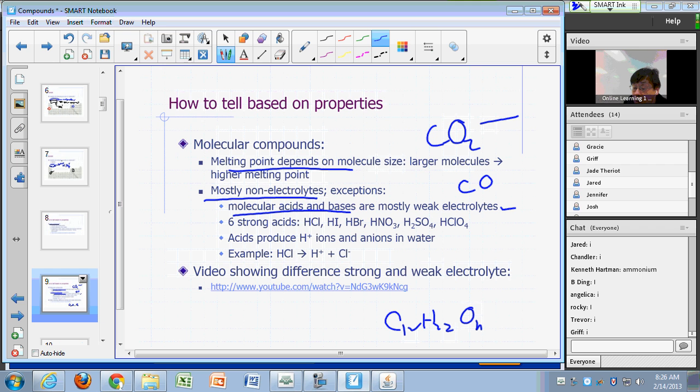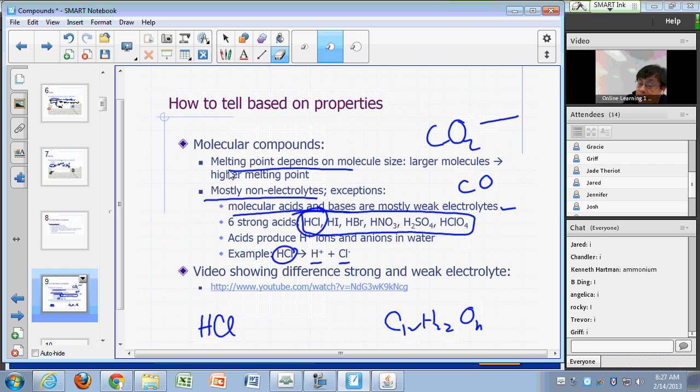And the exceptions are these six strong molecular acids. They are called strong acids because in water they are completely broken up into ions. So for example, HCl. Pure HCl is a gas. It's a collection of molecules in a gas. But if you put HCl in water, the molecules break apart into H+ and chloride. So it breaks apart into ions.